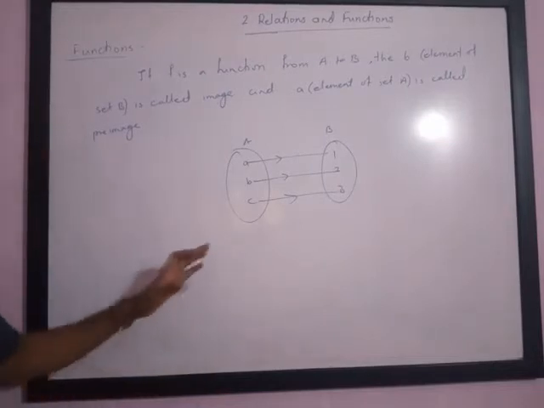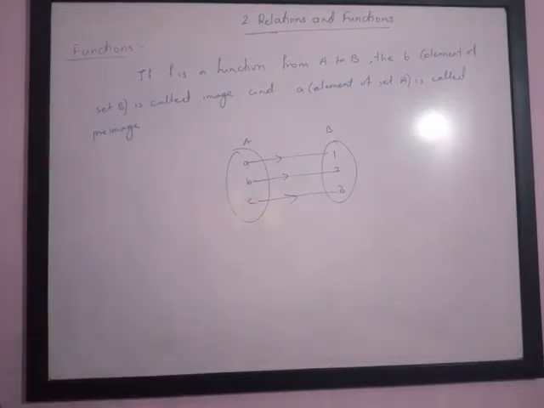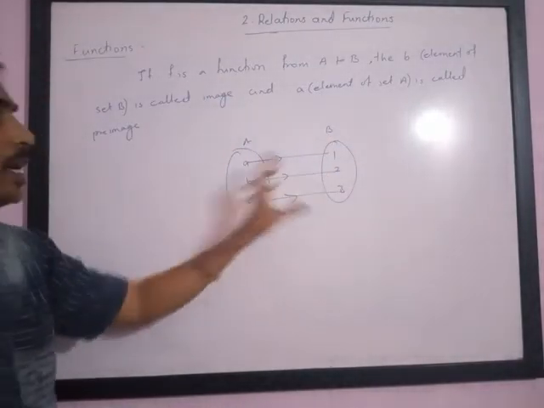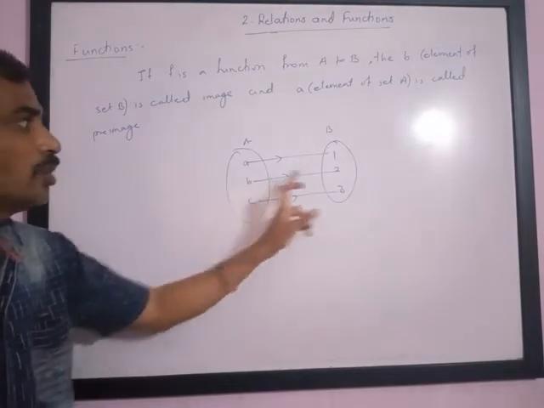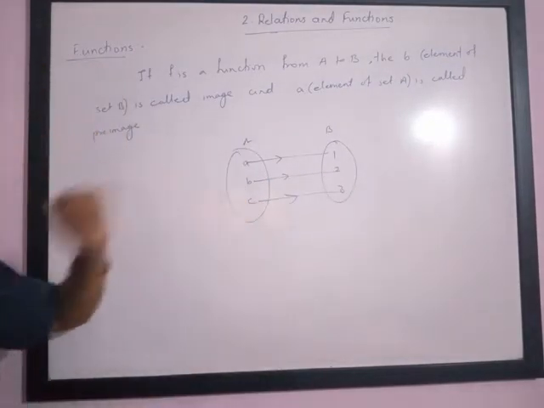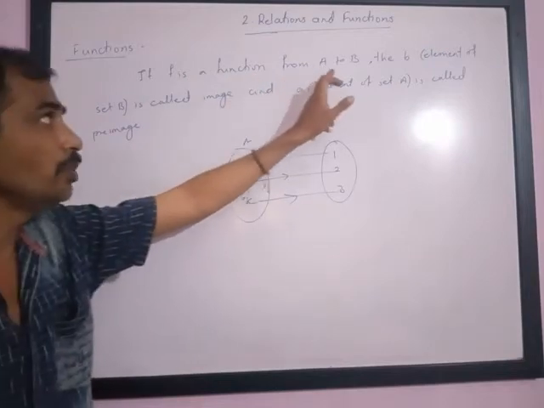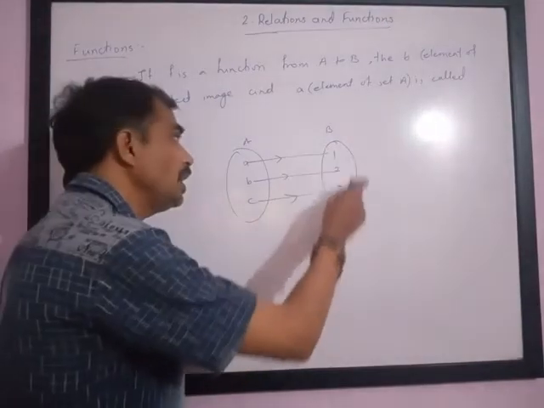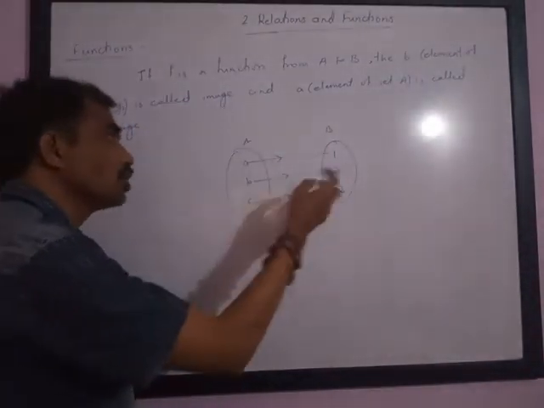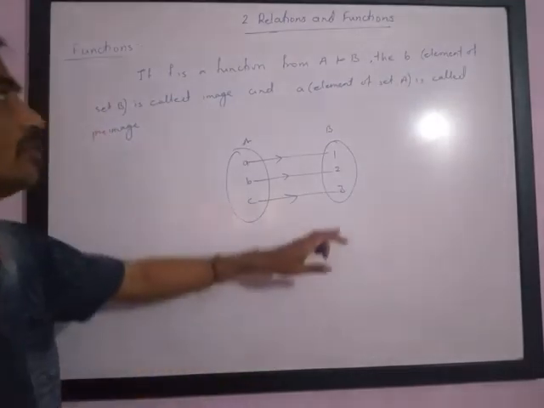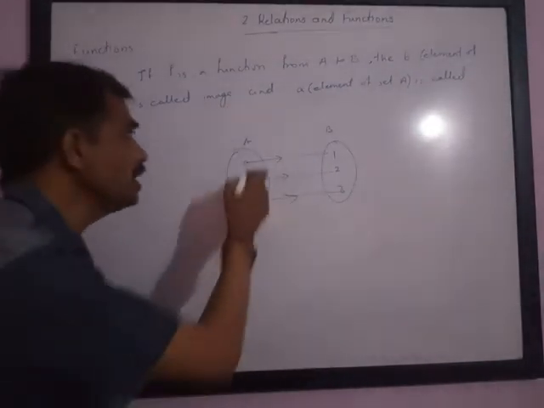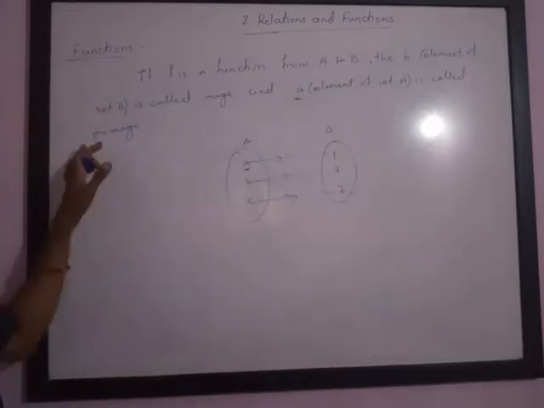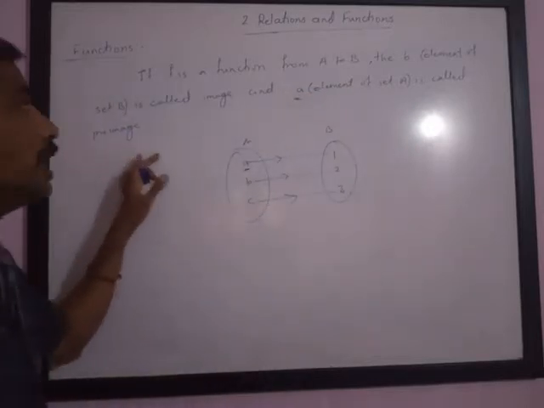Let us try to understand the next two more definitions. If f is a function, please note this is a function from A to B. Every element of set A is having one and only one image. So it is a function. If f is a function from A to B, then the element of B is called image. So this 1, 2, 3 is called image. We have already studied this. And the element of set A is called pre-image.